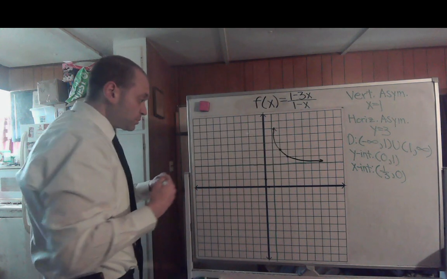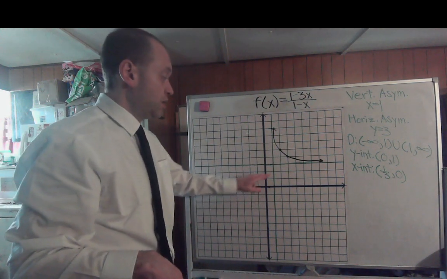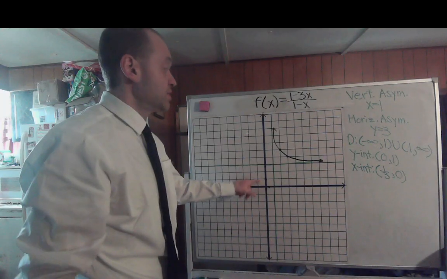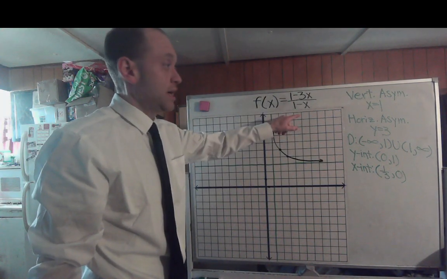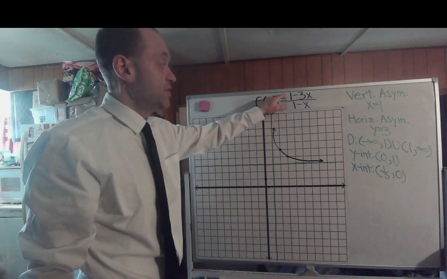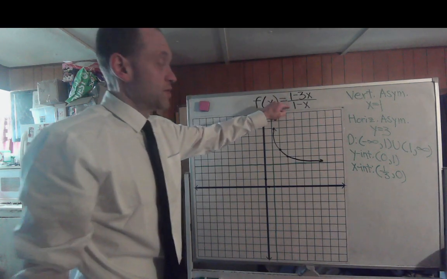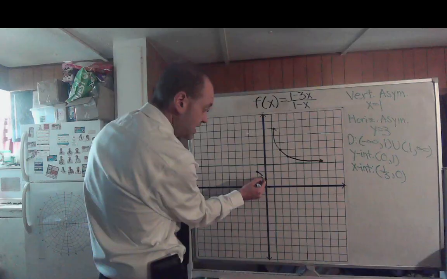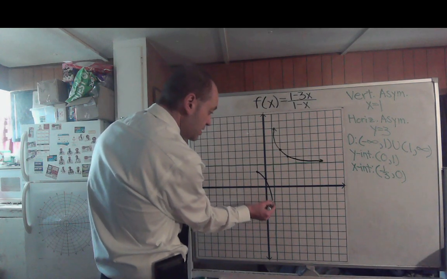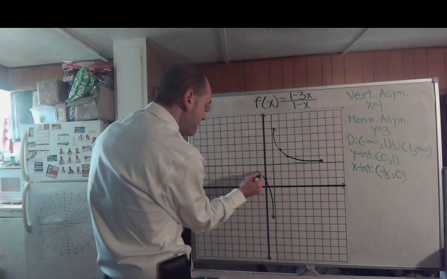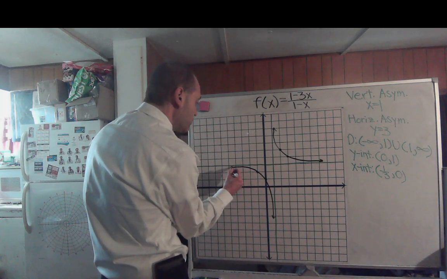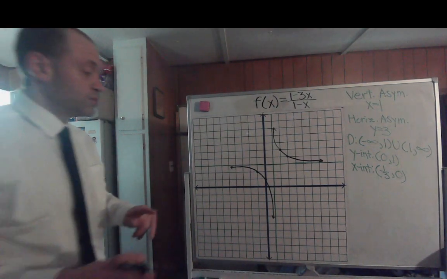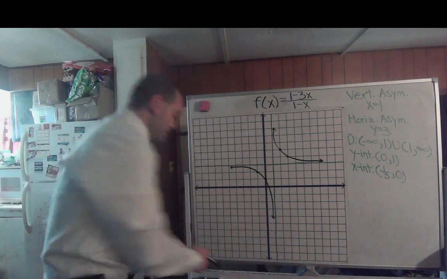Alright, we know what happens at 0. We know what happens at 1. Why don't we put in -1? So that would give you 1 plus 3 over 1 plus 1. So that would give you 4 over 2, which would actually give you a y value of 2. So as you see, your graph is actually starting to do this number down to the left here, to the left of that vertical asymptote. So there's the graph.